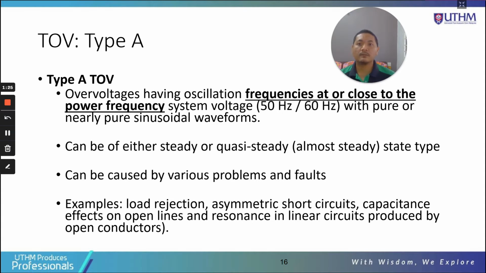Type A TOV: overvoltages having oscillation frequency at or close to the power frequency, 50 or 60 Hz depending on where you are located, with pure or nearly pure sinusoidal waveform. Can be either steady or quasi-steady, and can be caused by various problems and faults. Examples are load rejection, asymmetric short circuit, capacitance effect on open lines, and resonance in linear circuits produced by open conductor.